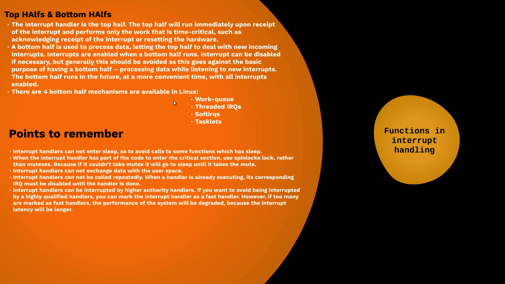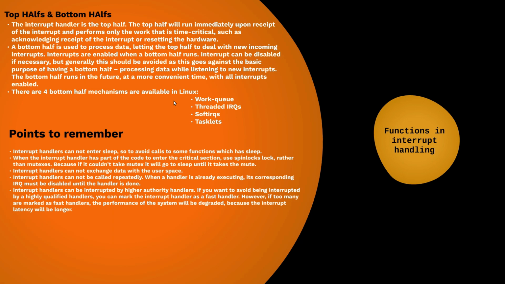And the bottom half is used if you want to do more work. It is used to process the data, letting the top half deal with the new incoming interrupts. So interrupts are enabled when a bottom half runs. Interrupts can be disabled if necessary, but generally this should be avoided as it goes against the basic purpose of having a bottom half, which is processing data while listening to a new interrupt. The bottom half runs in the future at a more convenient time with all the interrupts enabled.